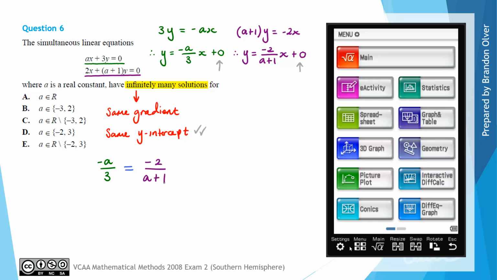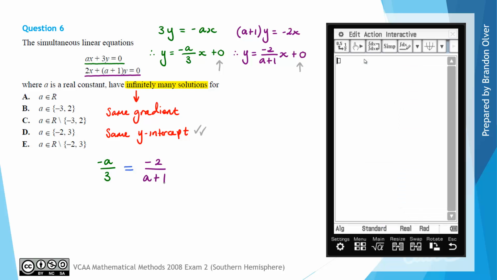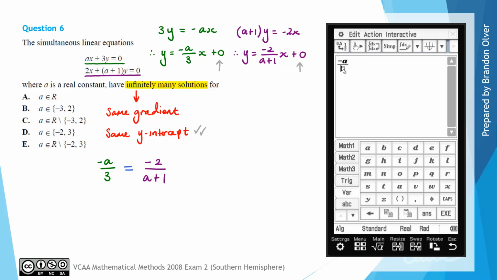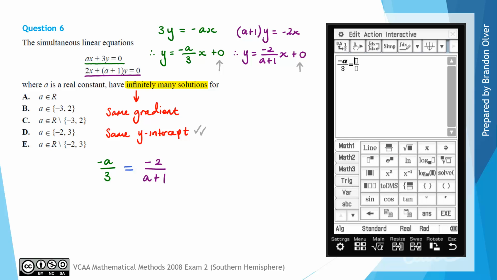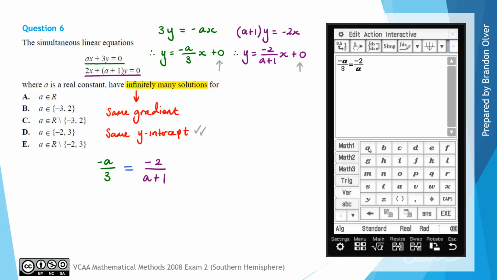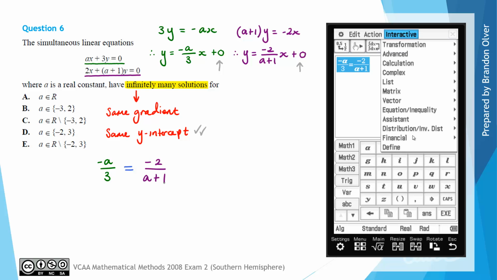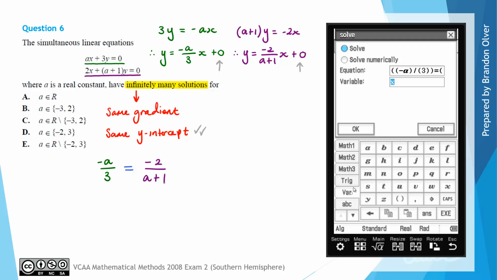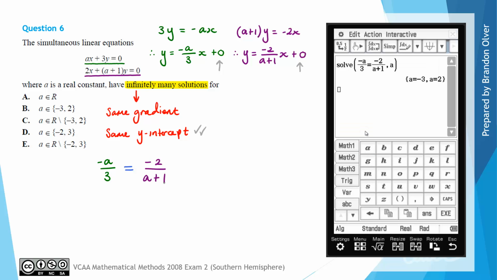Going into the main menu, we want to type in that equation. We first of all need to bring up a fraction, so we put in negative variable a divided by 3, is equal to the fraction negative 2 divided by variable a + 1. We want to solve this for a. So we go Interactive, Equation/Inequality, Solve, and we replace the variable with a and hit OK.